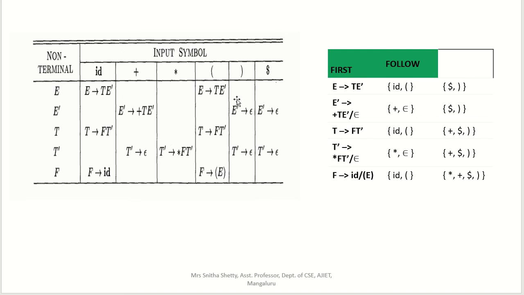In the parsing table, your y-axis contains all variables, also known as non-terminals. Your y-axis, the column, contains all the variables, that means all capital letter symbols. And your x-axis contains all the terminals, that is small letters.